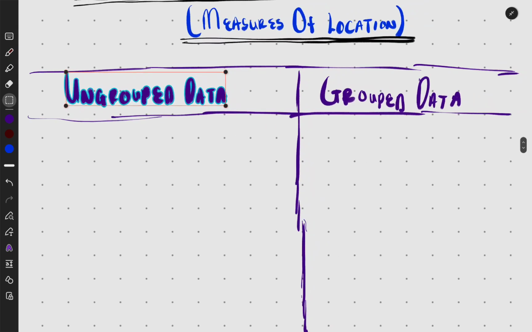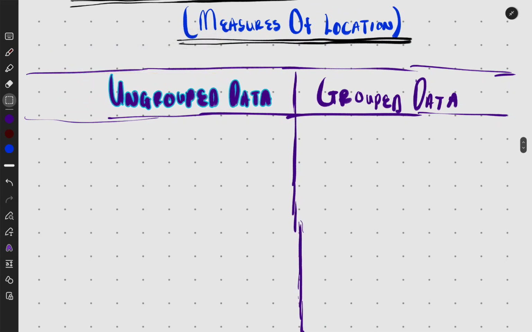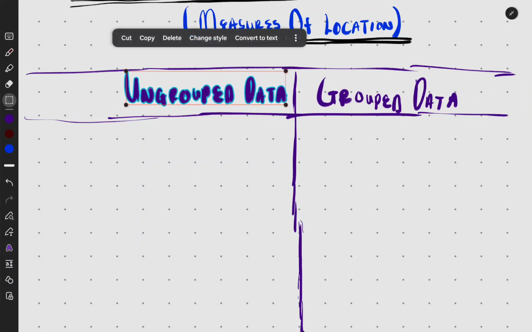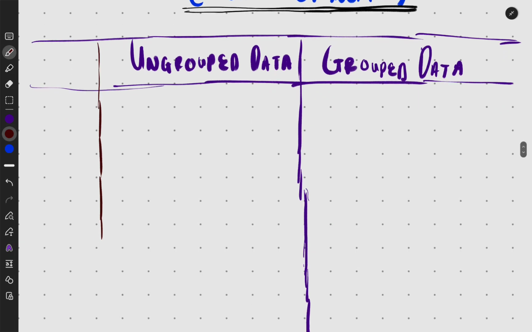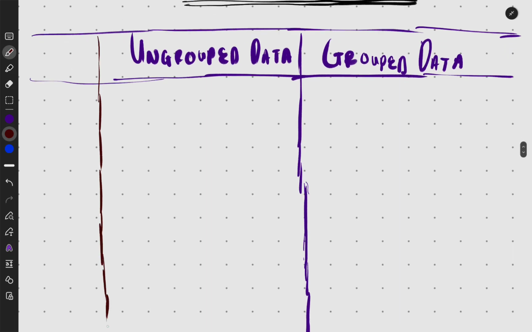First, I'm going to set up grouped data and ungrouped data. Then here I'm going to put a column for each of the measures of central tendency. We start with the first ones, the 3 M's, which are mean, median, and mode. So let's deal with mean for ungrouped and for grouped.